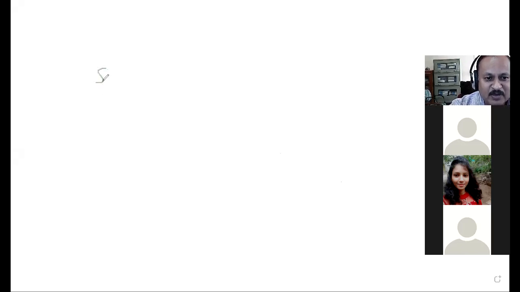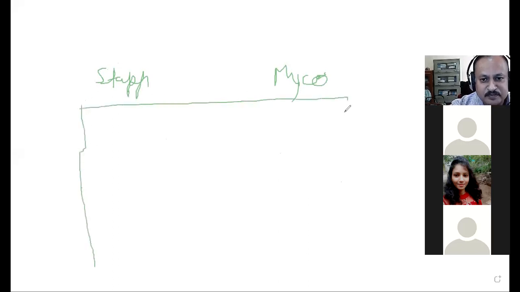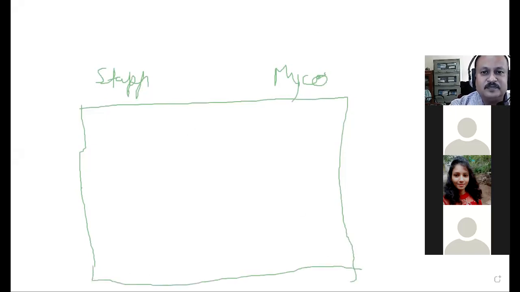See, for example, I'm writing down here staph. Okay, and I'm writing here mycobacterium. Okay. Now, if I have an electrophoresis gel, suppose what I do is from the given sample, okay, I'll just try to modify this slightly.